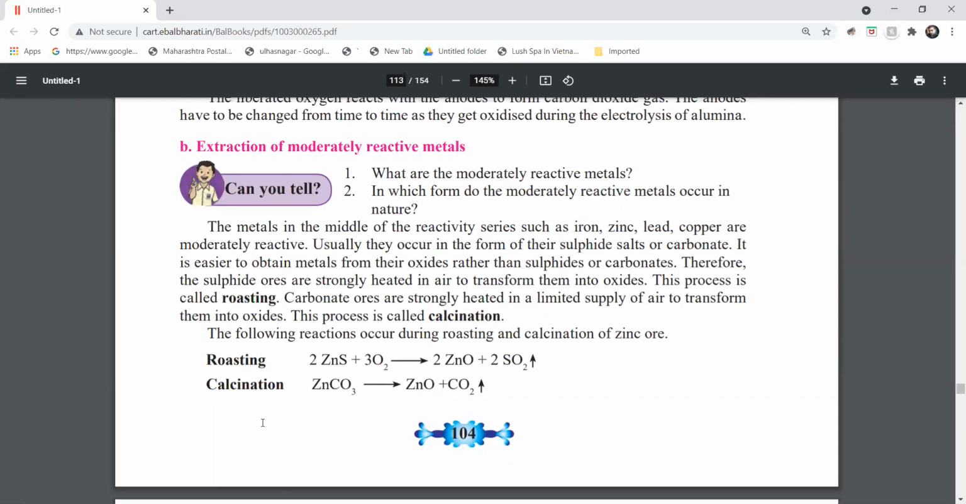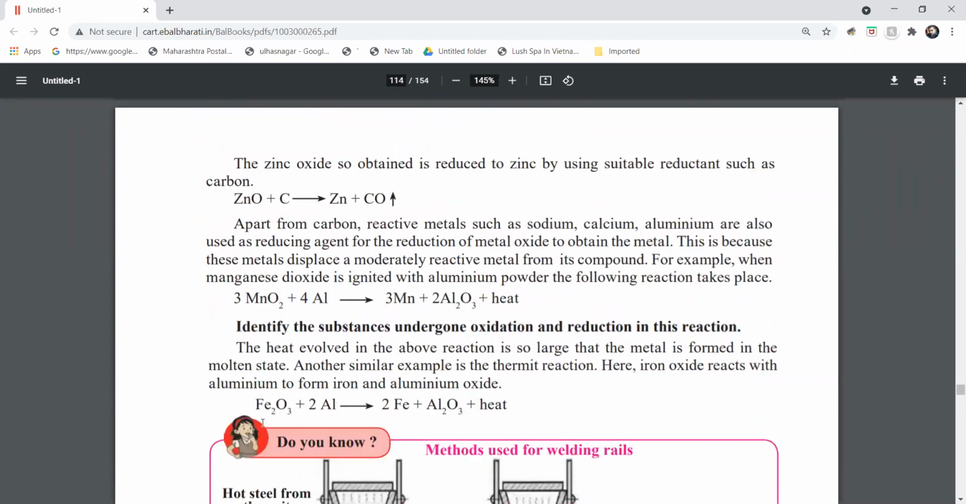For roasting, you see there is enough air available, and so the sulfide ore is converted and you get zinc oxide. In calcination, you have a zinc carbonate ore, with a limited amount of oxygen available, and that's why you get zinc oxide and carbon dioxide. Okay, any questions so far?